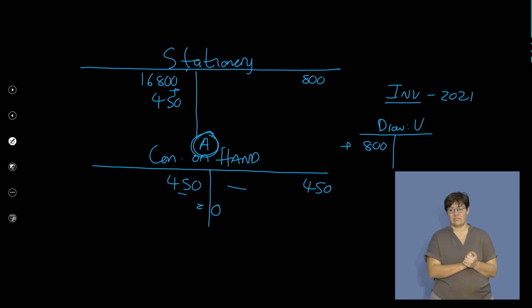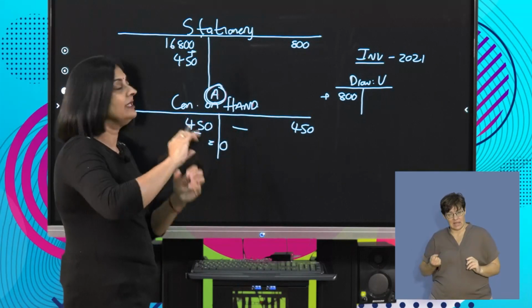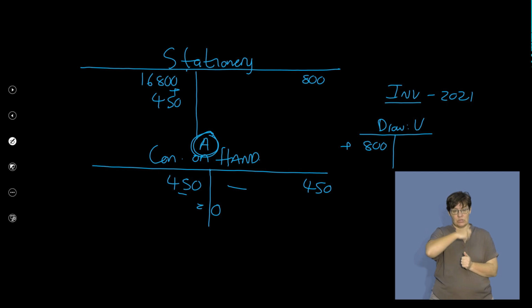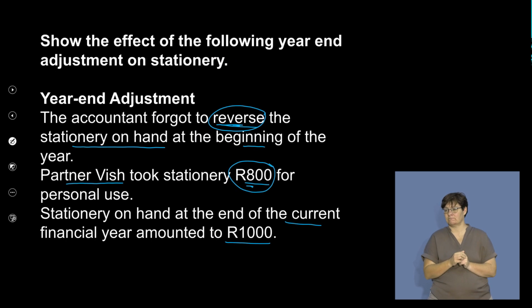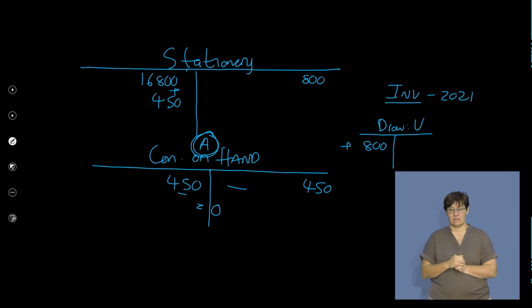Right, so 800 Rand, I'm obviously now going to remove the 800 Rand from stationery. It's not a business expense because it's been taken away by the partner for personal use. So let's do that. We're obviously minusing 800 Rand. Okay, right, let's move on to our final adjustment. Stationery on hand at the end of the current financial year amounted to 1,000 Rand, right? So let's quickly look at that.